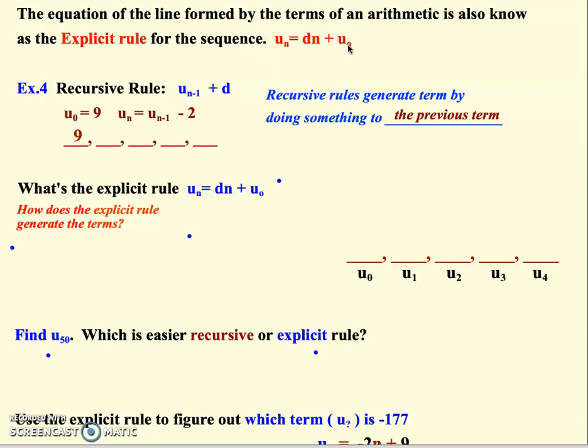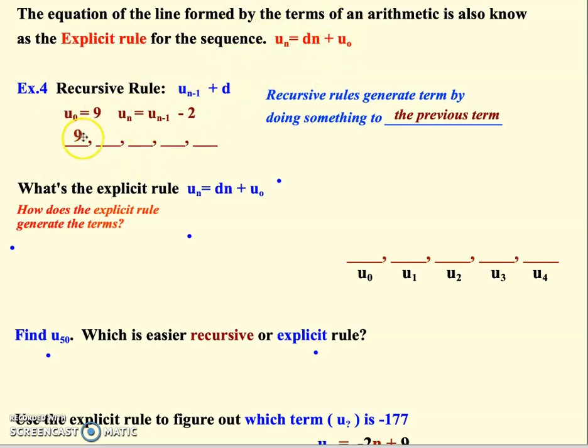So now we're going to have two ways of writing an arithmetic rule. One, recursively, with the d, previous term plus d, or two, explicitly, which is more of a formula based on the term's position. Now let's get into that idea. Like what's the difference between this and this?